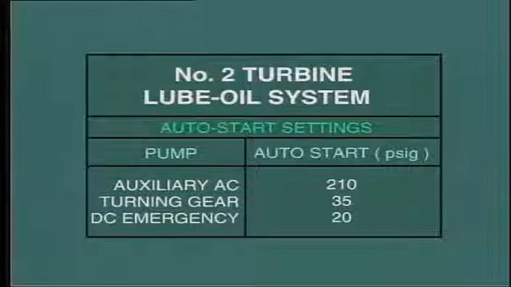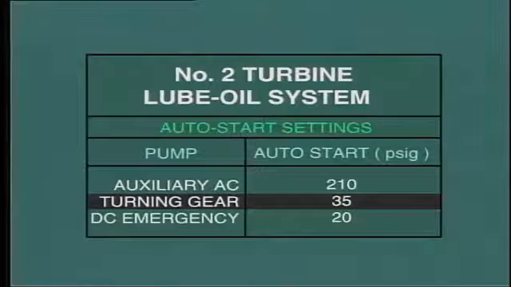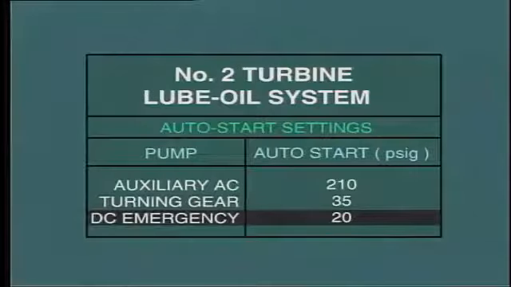So we can see that there is in fact a hierarchy of oil pumps with automatic startup based on pressure readings. If the high pressure oil pump fails and the pressure falls, the AC auxiliary oil pump will cut in automatically. If the lube oil pressure falls, the turning gear oil pump starts up automatically. And if this consequently fails, the DC oil pump will start.